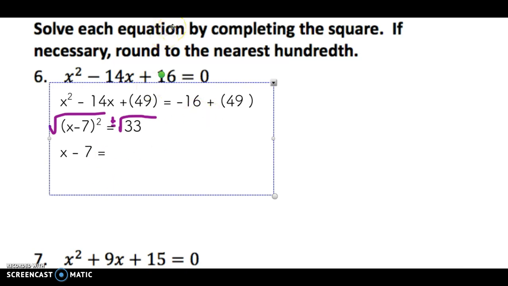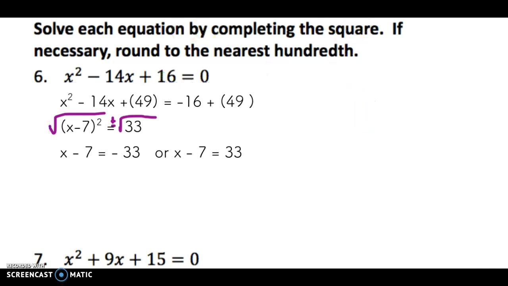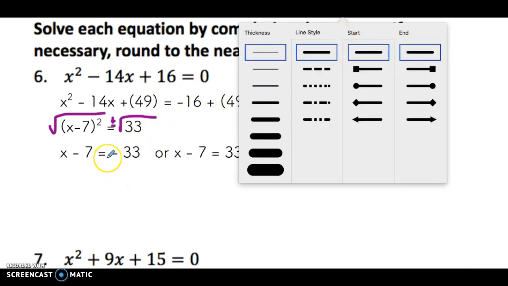So we have x minus 7 equals negative square root of 33, or x minus 7 equals positive square root of 33. I really need to figure out the shortcut to putting a square root symbol in.